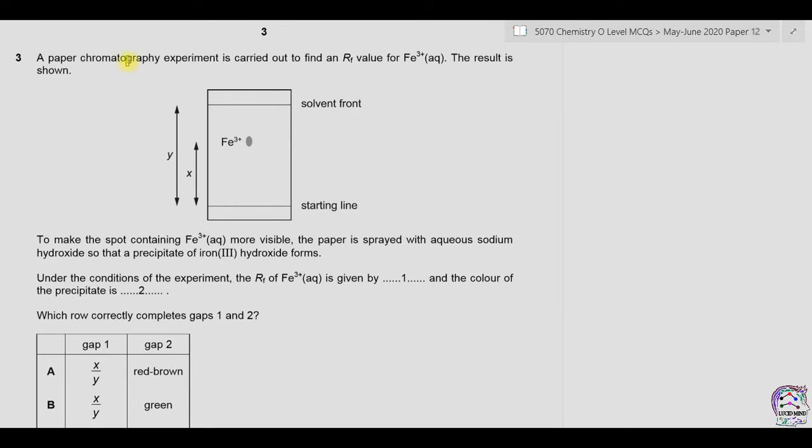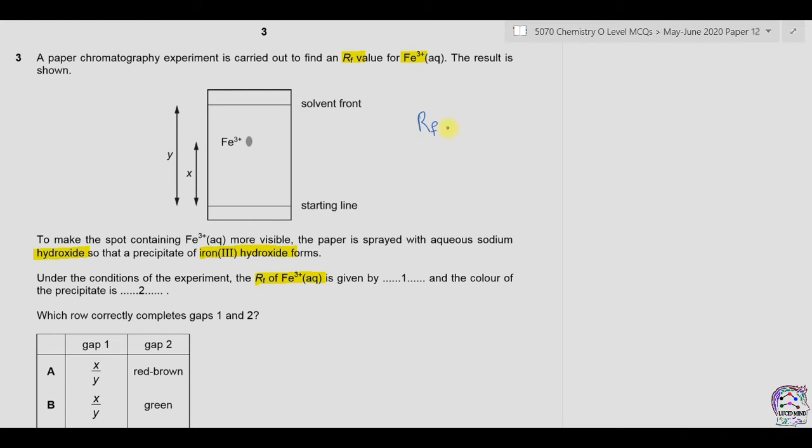Question 3. A paper chromatography experiment is carried out to find an RF value of iron plus 3. The result is shown. This is the experimental diagram. To make the spot containing iron plus 3 more visible, the paper is sprayed with aqueous sodium hydroxide so that the precipitate of iron 3 hydroxide forms. Under the conditions of the experiment, the RF of iron plus 3 is given by dash and the color of the precipitate is dash. So we have to find the RF value.